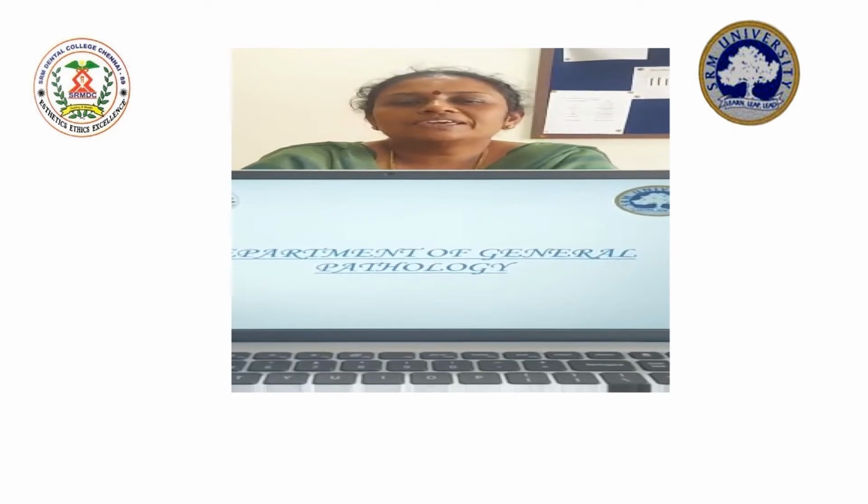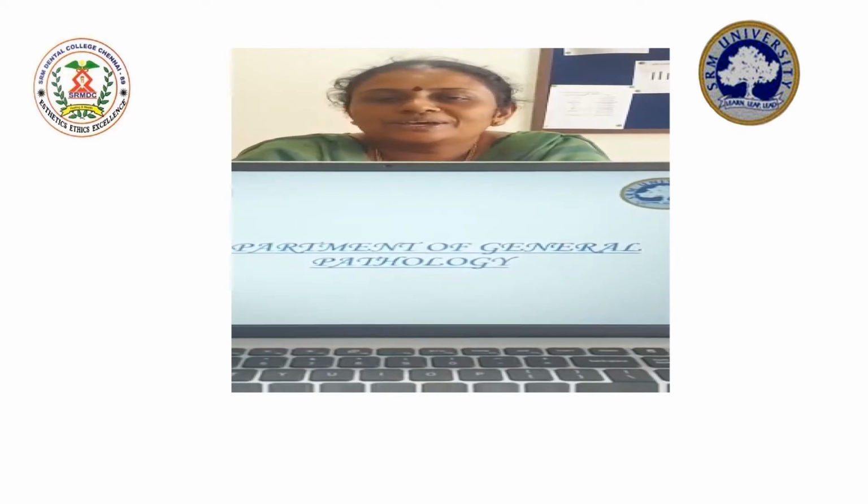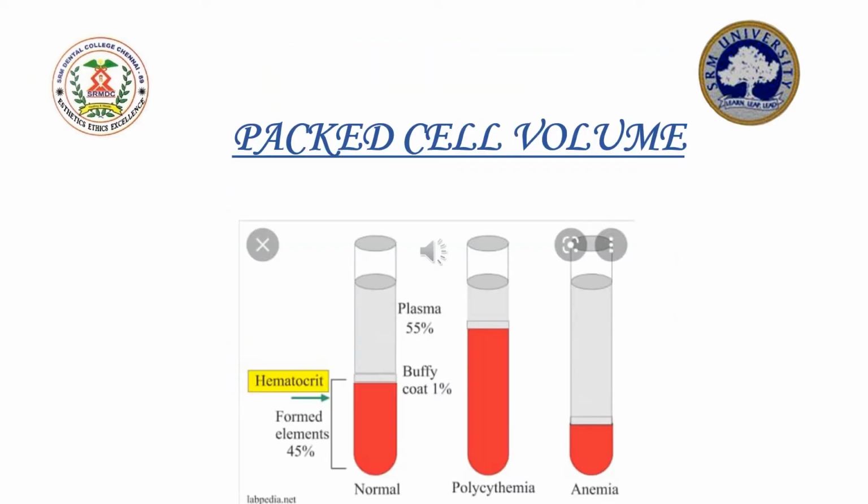Today's topic will be on packed cell volume, or hematocrit, as it is otherwise referred to. Packed cell volume is defined as the ratio of total volume of RBCs to that of whole blood. It indicates the relative volume of RBCs and plasma. For example, in conditions like anemia where the RBC levels are much reduced, correspondingly the packed cell volume or hematocrit values are also simultaneously reduced.